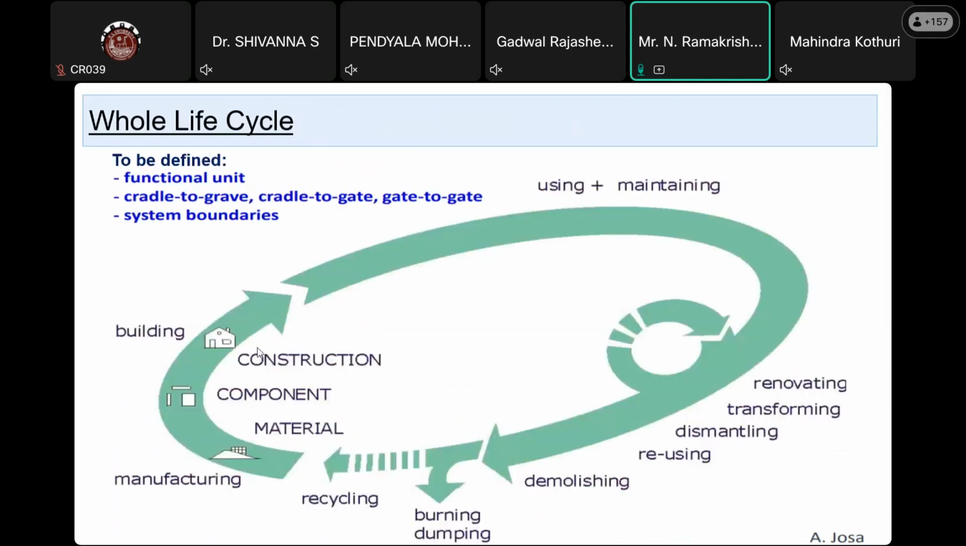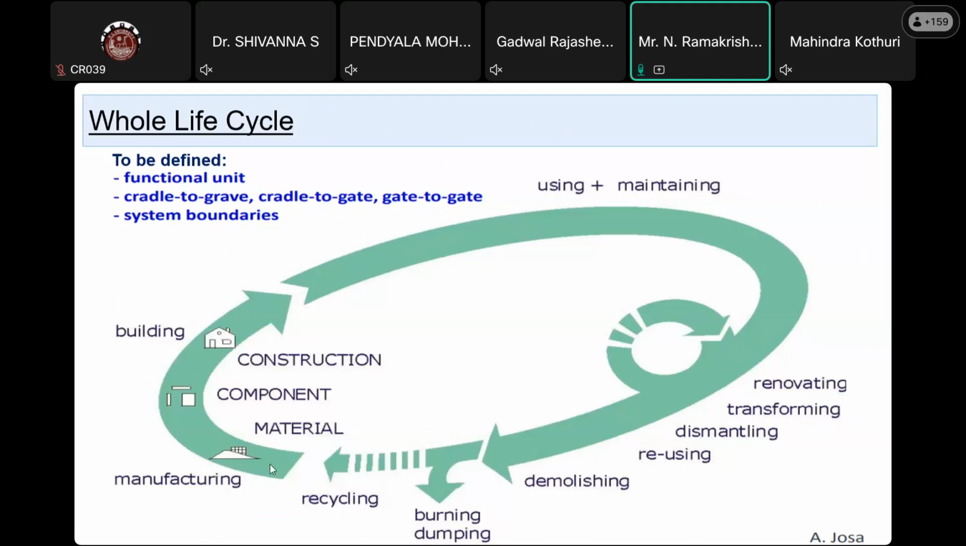So this is what I was talking about, that is functional unit, cradle to grave. Cradle means where it has started its journey after mining, to grave means where it is finally unfit. That is what you call grave. So cradle to gate means from mining to the cement factory in gate. Gate to gate means cement factory in gate to cement factory out gate. These are all the system boundaries you're going to use here.